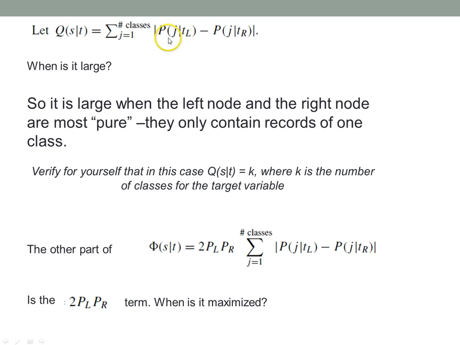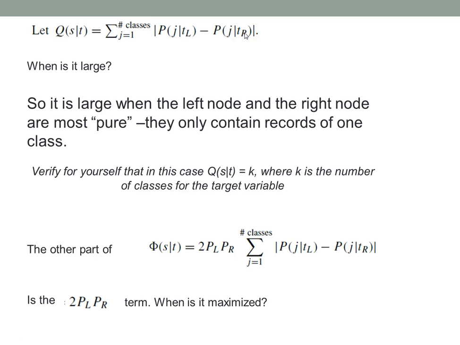This is, for a particular class, so we have two classes in our case, good and bad credit risk. To start with, J is equal to good credit risk. So what does this tell me? This is the percentage of good in the left child node. And this is the percentage of good in the right child node, right?